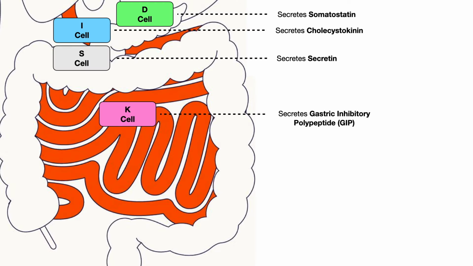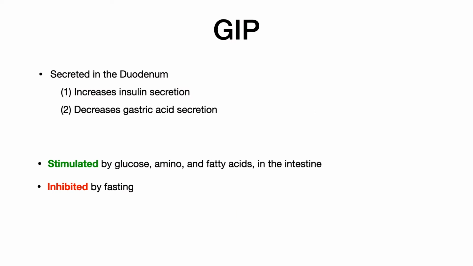Now we have the K cell. The K cell secretes gastric inhibitory polypeptide, or GIP for short. GIP is secreted in the duodenum. It increases insulin secretion, and it decreases gastric acid secretion. So GIP is stimulated by glucose, amino acids, fatty acids, all in the intestine.